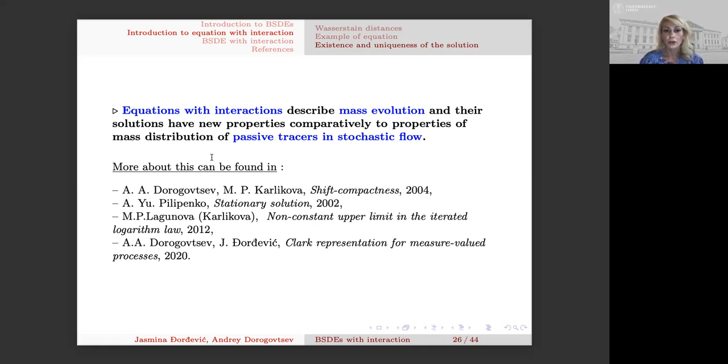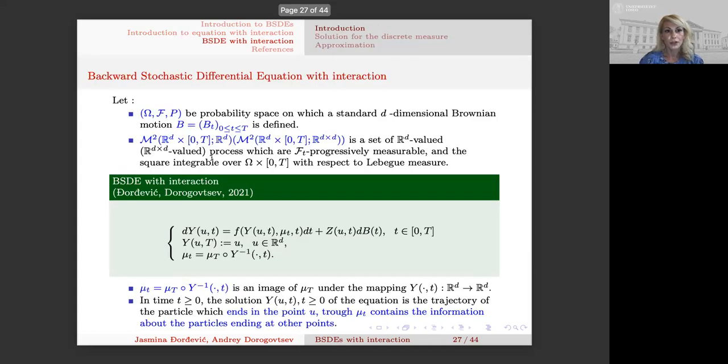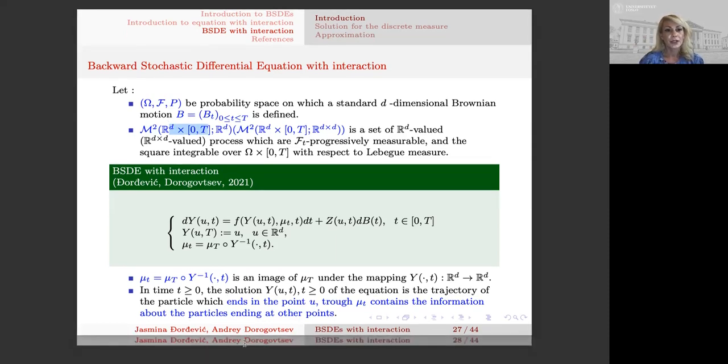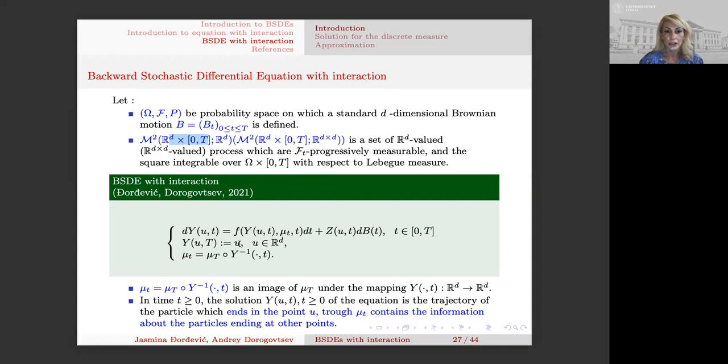Now I would move to the main part, which is BSDE with interaction, where we now know something about BSDE in general and equations with interaction. On a complete probability space (Omega, F, P), we have spaces M2 as before, with the difference that now they have first coordinate to be filtered. BSDE with interaction is given in (4).